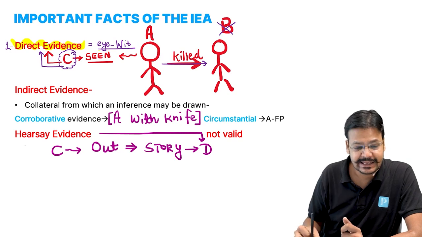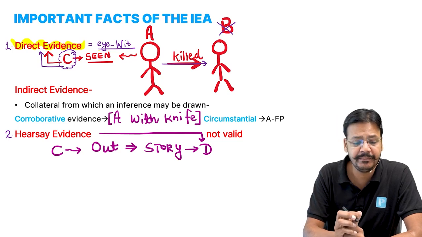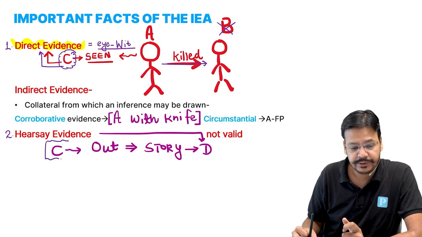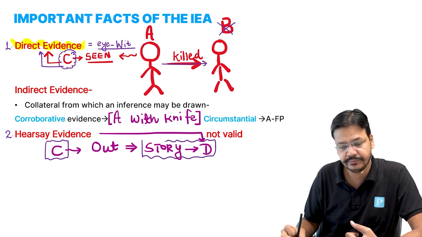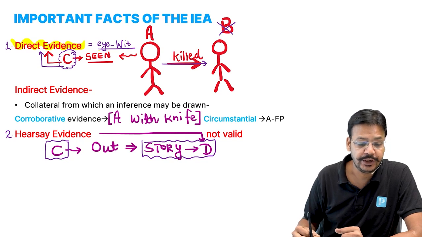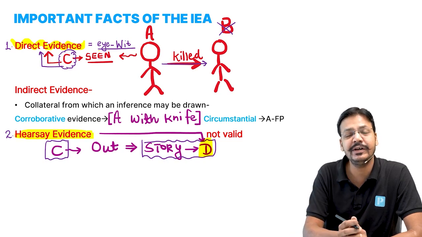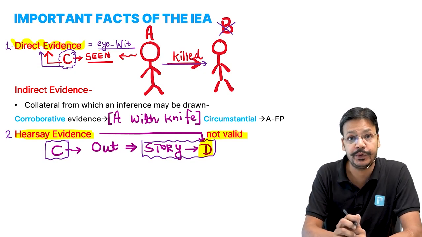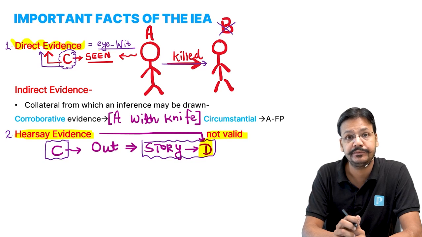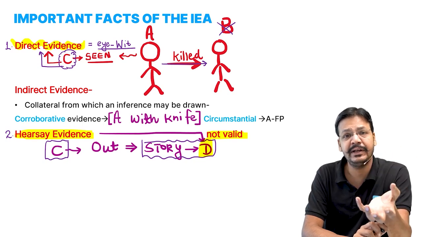The second is hearsay evidence. Remember, C has seen the crime, and C told the whole story to D. So observe, this D is hearsay evidence. He has not seen the crime. He heard about the crime from C. But sir, just remember, hearsay evidence is not valid in court. So we have discussed two: one is direct evidence, that's an eyewitness, and the second is hearsay evidence.